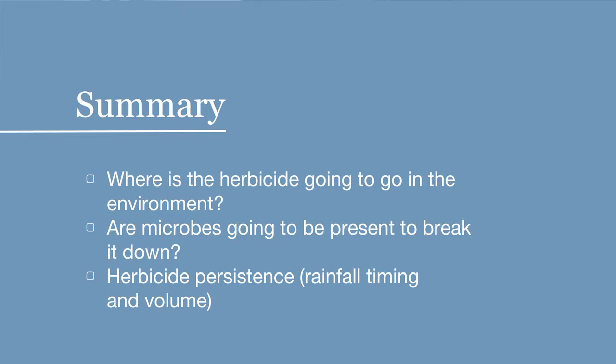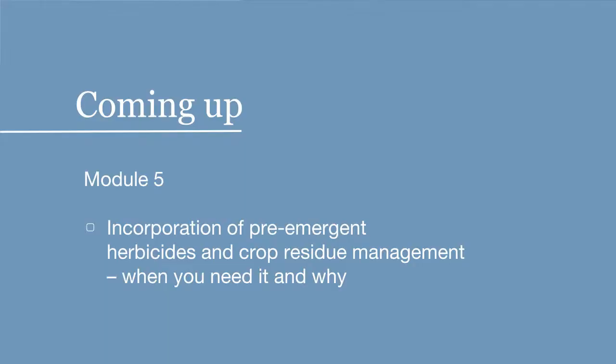We need to worry about the persistence of herbicides and make sure that there has been both enough time and enough rainfall, and that rainfall has occurred at the right time to break the herbicides down. And very occasionally, we could run into problems where the herbicides break down too fast. In the next module, I'm going to be looking at incorporation of pre-emergent herbicides and stubble management, and when do we need to do it and how much do we need to do it.